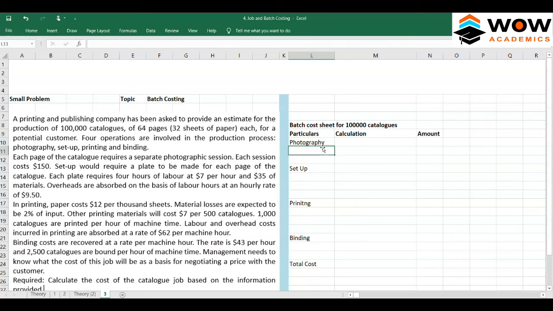So we'll start from the photography. Each page of the catalog requires a separate photographic session. Each session costs $150. So first we'll put the amount, so totally 150 is going to be involved. How many sessions are we going to have? There are 64 pages, so 64 sessions are required.